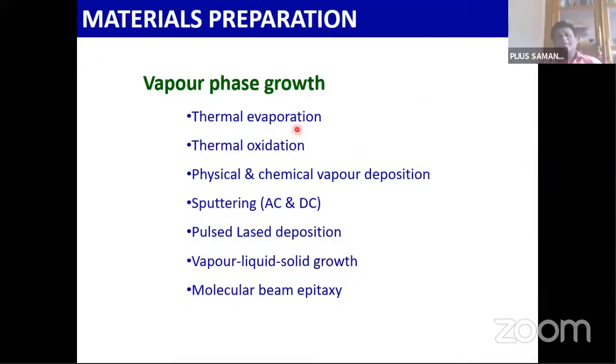So these are the various vapor phase growth methods. These are basically bottom-up techniques. Vapor phase methods include evaporation, which may be physical or chemical. These are the physical evaporation techniques, and this is a chemical technique, that is chemical vapor deposition. Then sputtering and pulse laser deposition, which I have already discussed. There are another two methods, vapor liquid solid method and molecular beam epitaxy. Out of these methods, I shall quickly try to explain two to three methods over here.